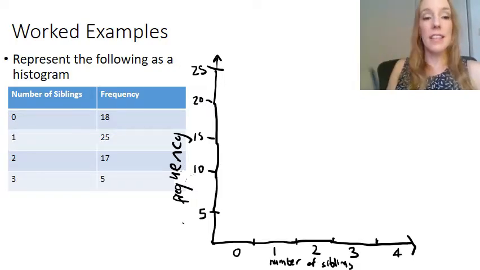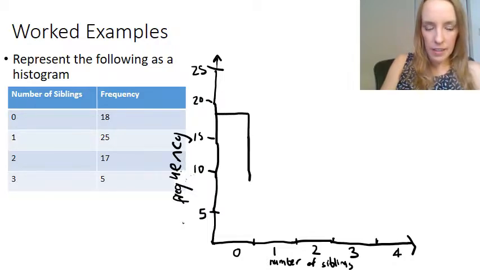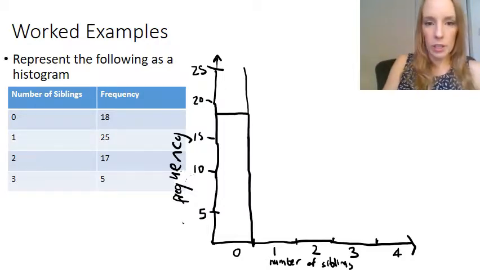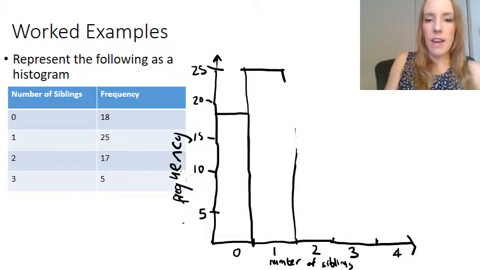Okay, so the first one is 0, and there were 18 students who had 0 siblings. You would use your ruler and find the exact place to put this, and we'll drop that down to our 0. Okay, 1 sibling. How many people have 1 sibling? 25. So it's going to go up, and it touches the last bar because all our histograms touch together. There are 25 people with 1 sibling, and that will be a straight line that you are drawing, not a bowed line like I have there.